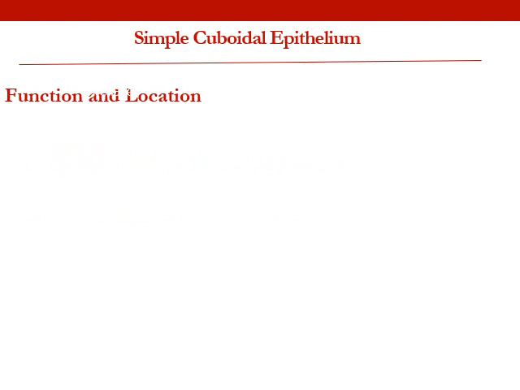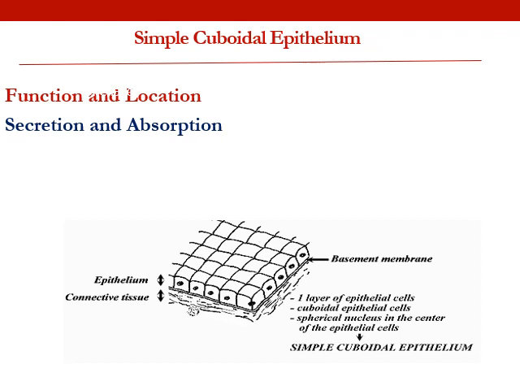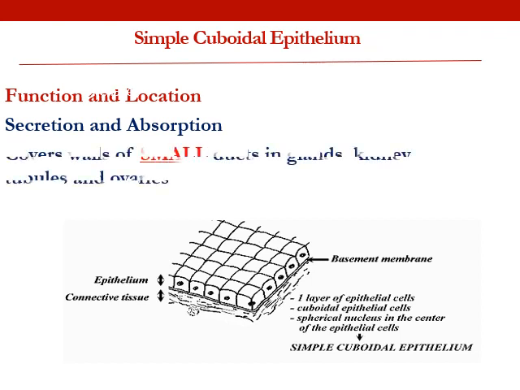The functions of this type of tissue include secretion and absorption, and usually found covers the wall of small ducts in glands, kidney tubules, and ovaries.